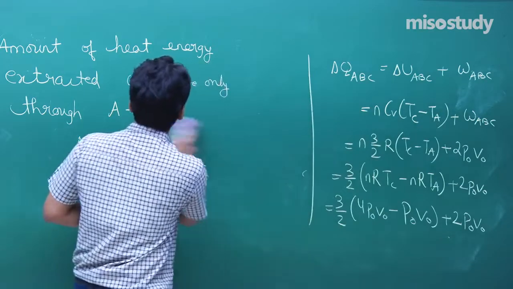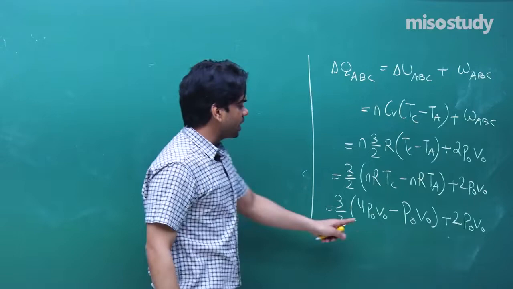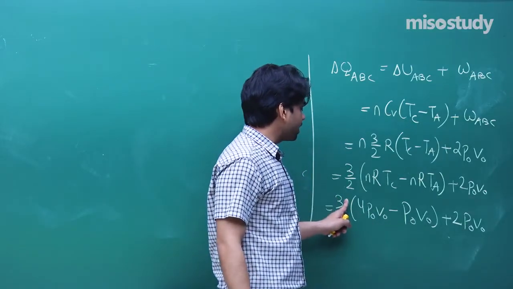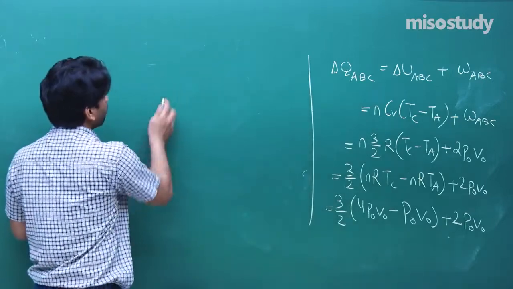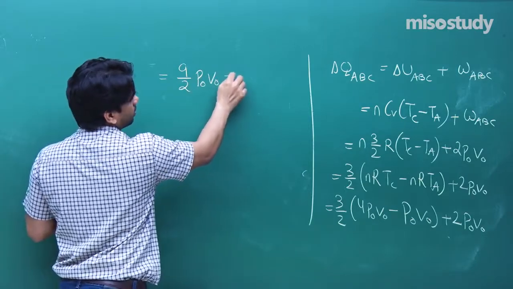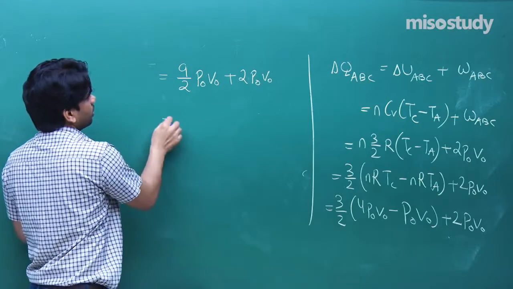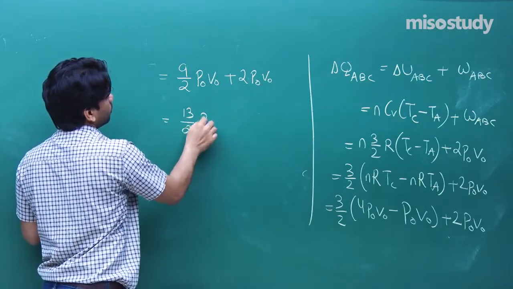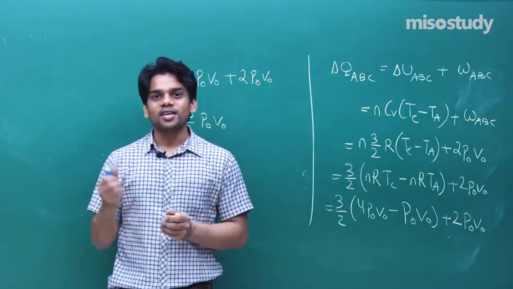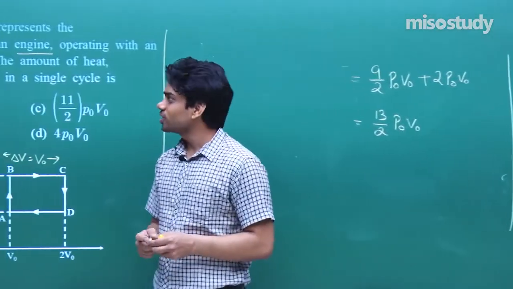Finally, the result you will be obtaining: 4P0 V0 minus P0 V0, that will be 3P0 V0. 3 into 3 is 9, 9 by 2 P0 V0 plus 2 P0 V0, this will give you 13 by 2 P0 V0. This is the amount of heat actually taken up by the gas, because only in the first part, when the gas expands, the heat energy is actually taken from the source. That is what is required.